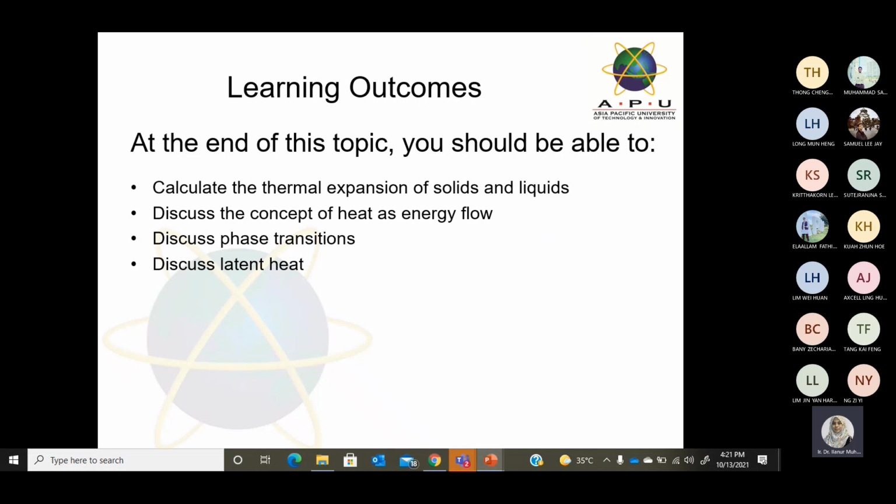At the end of this topic, you should be able to calculate the thermal expansion of solids and liquids. So for example, after you heat up the metals, the metal will be expanding. Okay, so this is what we call thermal expansion of solid, but also in liquid. Okay, liquid, after you boil the water, what will happen? Or you boil certain liquid, what will happen?